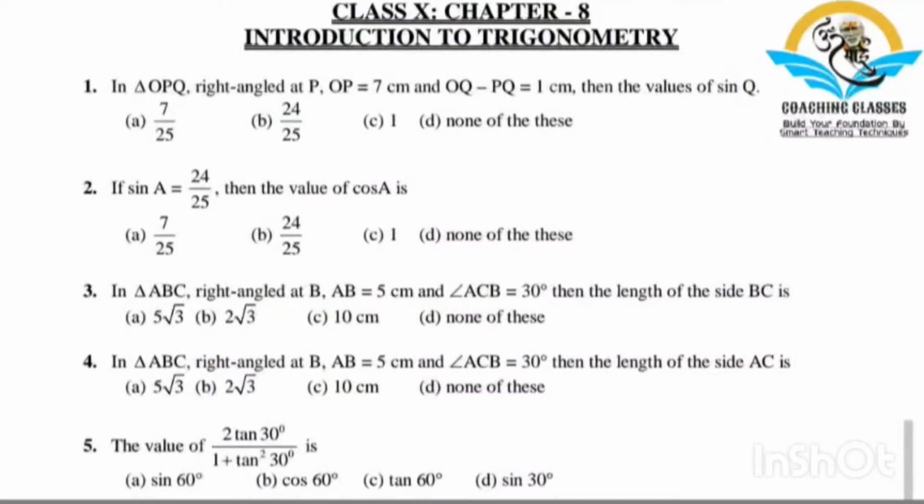The first question is, in triangle OPQ, right angle at P, OP is given 7 centimeter and OQ minus PQ equal to 1 centimeter. Then find the value of sin Q. For this you have to first make a right angle triangle in which P is right angle.